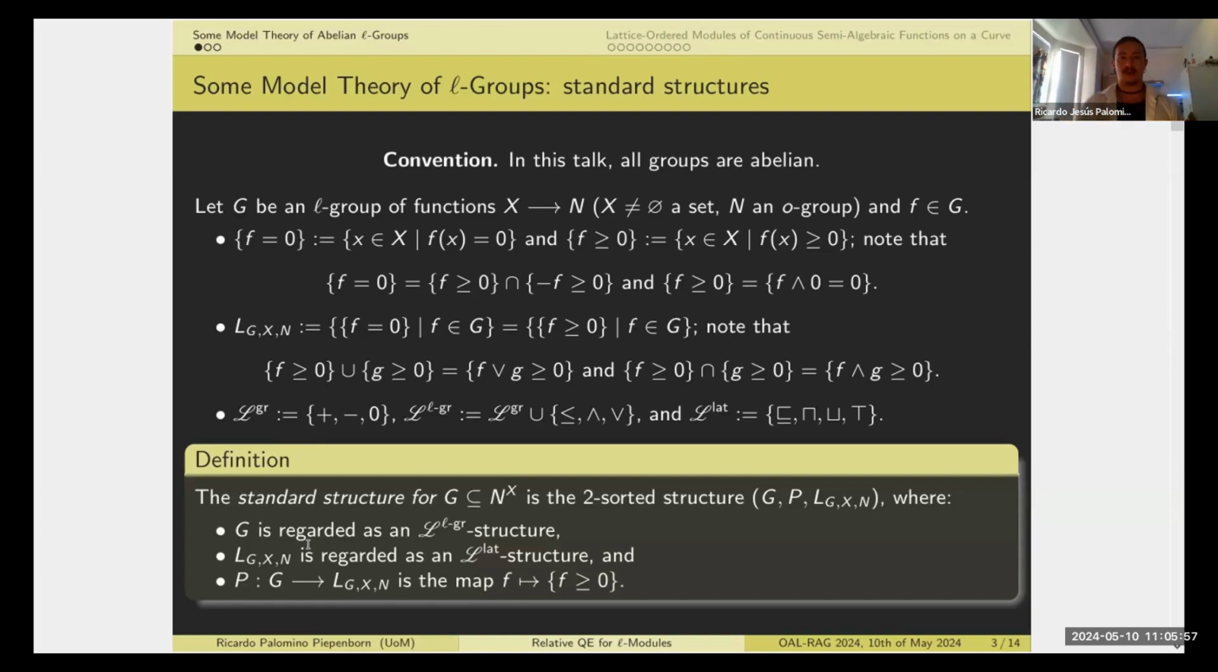Yeah. So okay, so we have this. The standard structure is just going to be an abelian L group of functions enriched with its lattice of zero sets, and this is a perfectly valid mathematical structure. But moreover, it's also a model theoretic structure, right? So you can formalize this within first order model theory in the way that I've done in this definition.